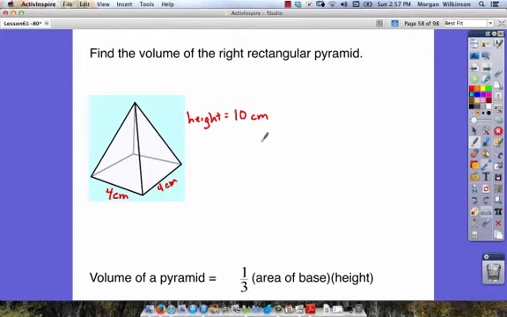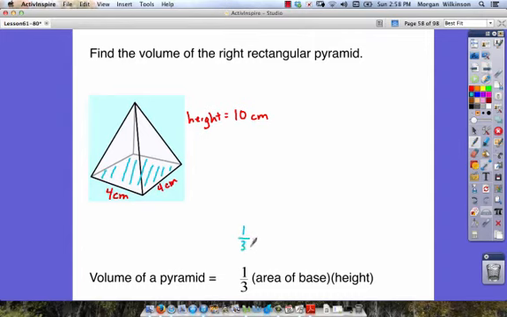Now the next part of our lesson is about pyramids and cones. This question says, find the volume of the right rectangular pyramid. We're given a right rectangular pyramid. We can see its base is a square and its height is 10 centimeters. The volume of a pyramid is always equal to 1/3 the area of the base times the height. In this problem, the area of the base is the area of our square on bottom, which is 4 times 4, which is 16.